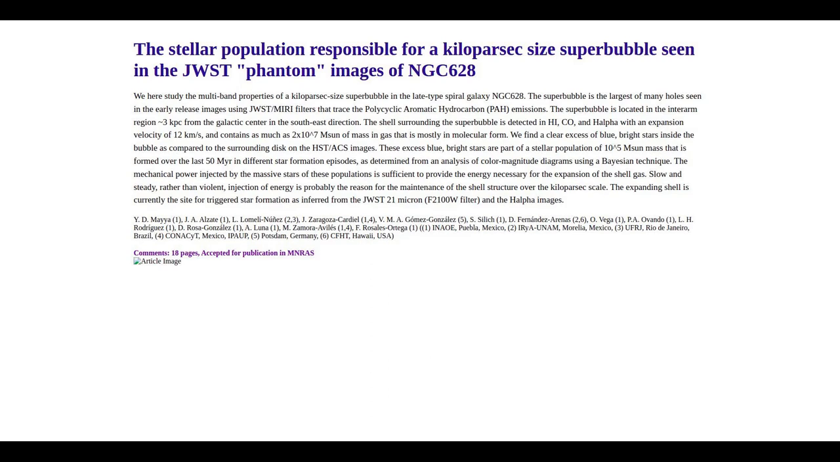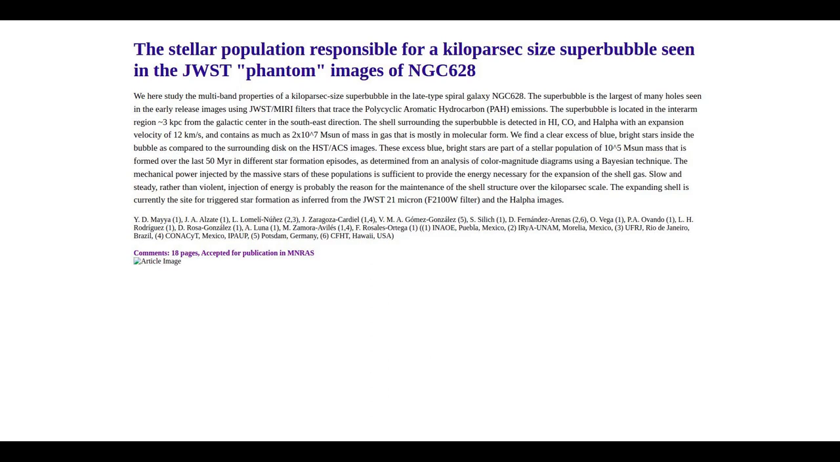We find a clear excess of blue, bright stars inside the bubble as compared to the surrounding disk on the HST images. These excess blue, bright stars are part of a stellar population of 10⁵ solar masses that is formed over the last 15 million years in different star formation episodes, as determined from an analysis of color magnitude diagrams using a Bayesian technique.